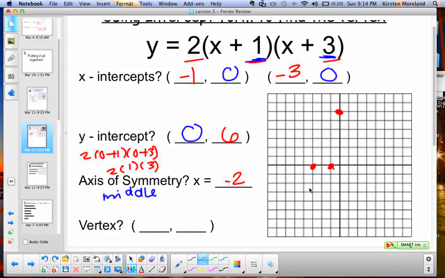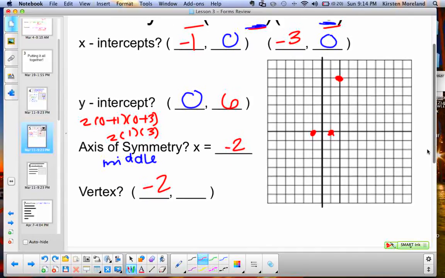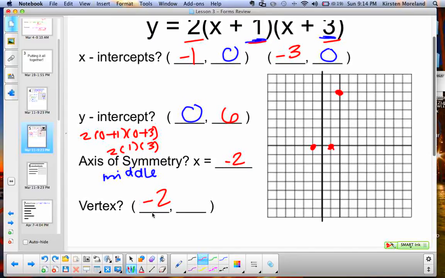All right, the axis of symmetry we already found is right in between negative 3 and negative 1, which is right there at negative 2. The vertex means it has to fall somewhere along there. We know the x-coordinate of the vertex is negative 2. So all I'm going to do is take my equation, 2 times x plus 1 times x plus 3, and I'm replacing the x now with the x-coordinate, which is negative 2.